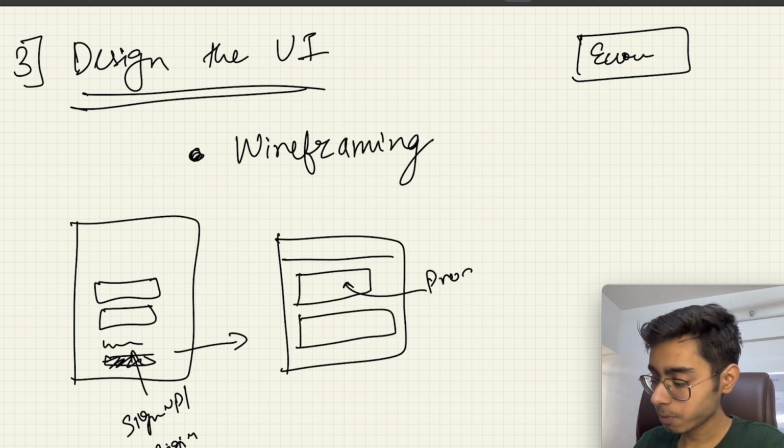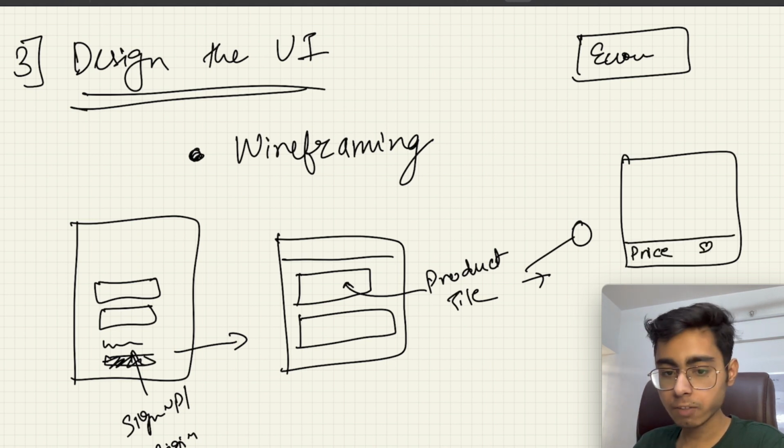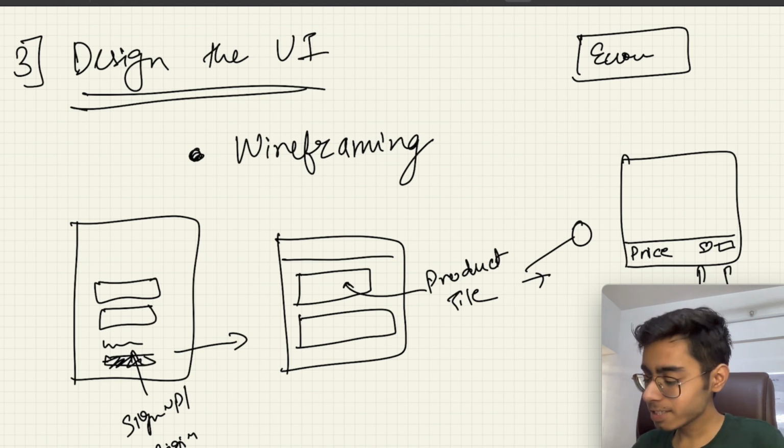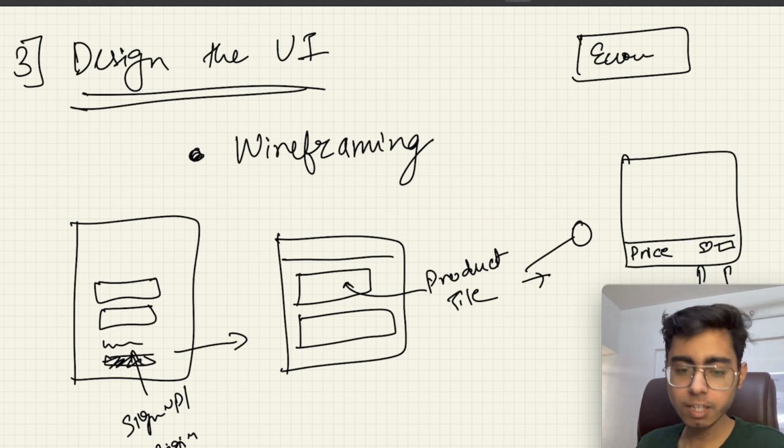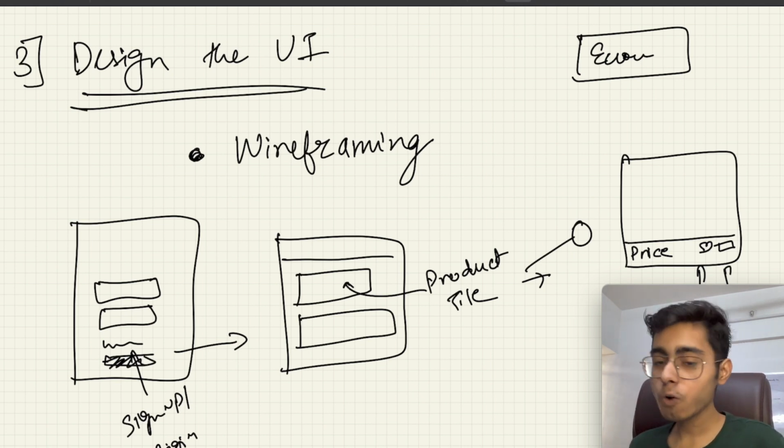This is a product tile, and if I zoom in on this product tile, I will see something like this, where the price will be written, a heart icon will be there, and one cart button will be there, right? This is a favorite button, this is a cart button. So what I'm trying to do over here is called wireframing. I've done it very roughly, I know, I actually know what I've done right now, but this is how wireframing works.